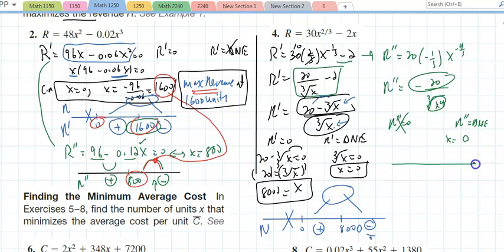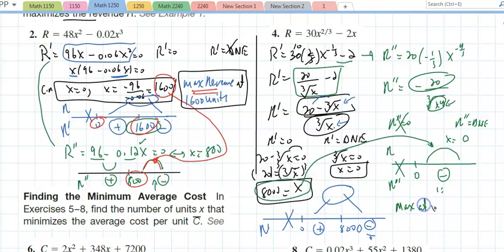And notice here, I only have 0. I don't worry about negative. There's r double prime and there's r. If I pick a point to the right, say 1, if I put a 1 there, isn't that always negative? If it's negative, isn't it concaving down? And isn't 8,000 right there? That automatically tells you you have a maximum at x equals 8,000 units.